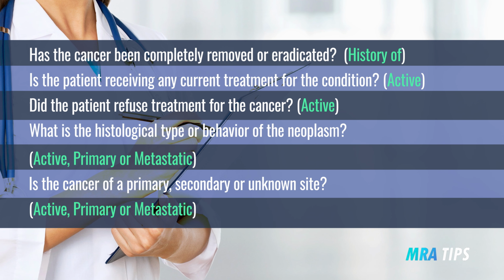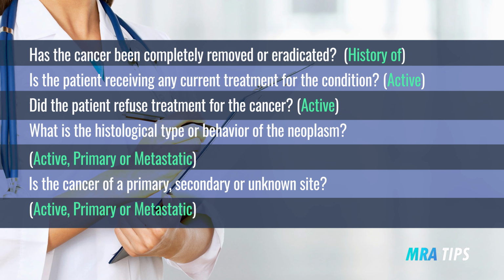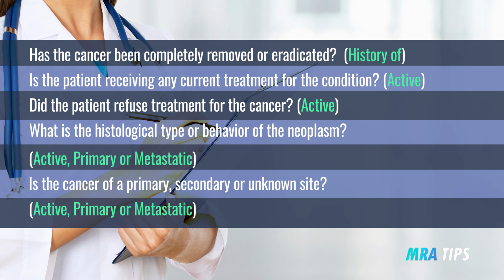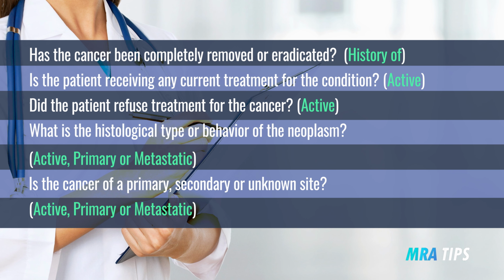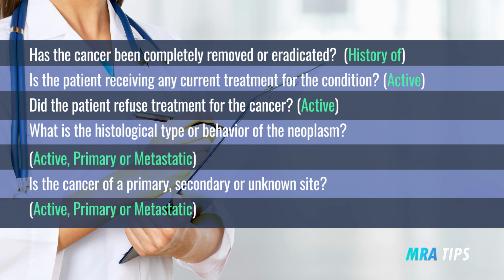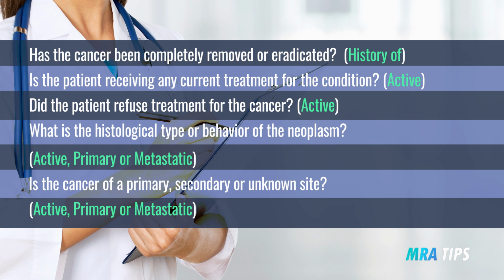Other questions include, what is the histological type or behavior of the neoplasm? Is it a primary site, or is it metastatic or secondary? And is the cancer of a primary, secondary, or unknown site?